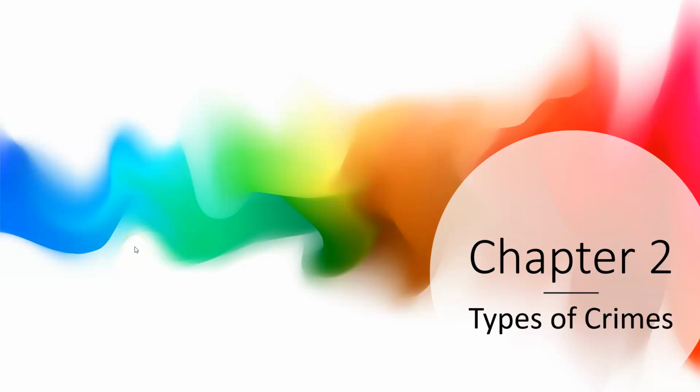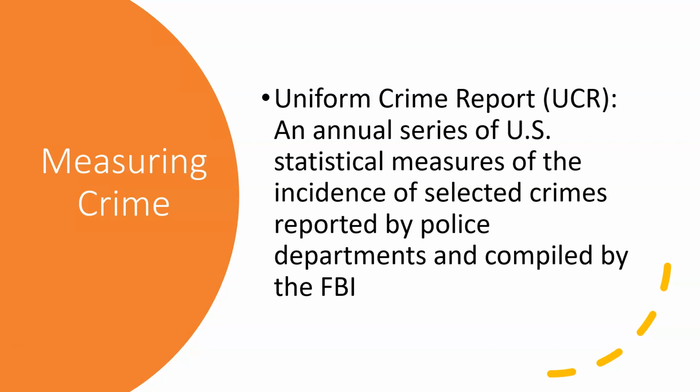All right, Crim 1. Let's get into chapter 2, which covers the types of crimes. One of the really important things that sometimes we don't always think about is that it's really important to measure crime. And there are a lot of reasons for this.